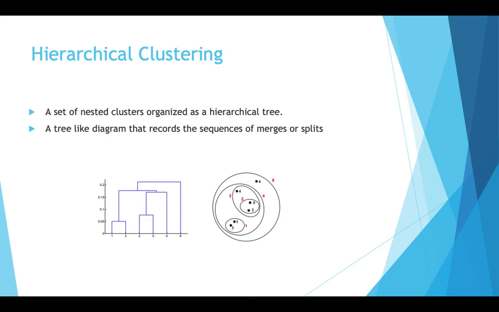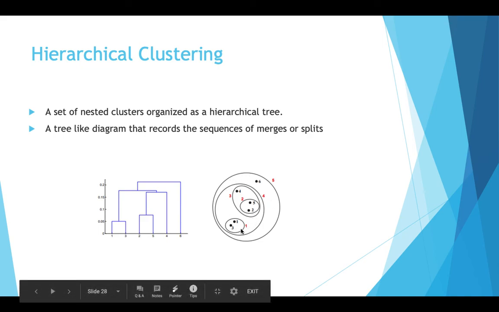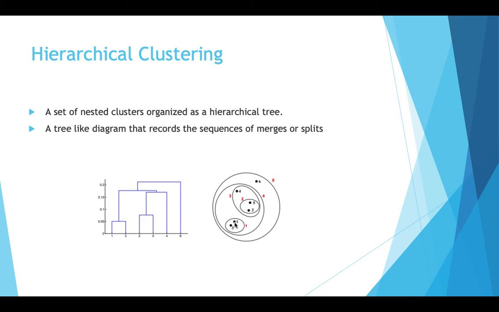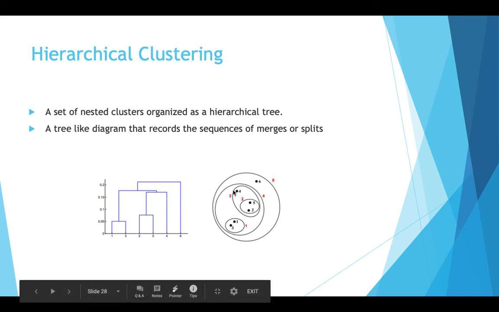Okay, now let's talk about hierarchical clustering. Hierarchical clustering is a set of nested clusters organized as a hierarchical tree. It is a tree-like diagram that records the sequences of merges or splits. I already explained that in hierarchical clustering, one data point can belong to multiple clusters, like it inherits from its parent. Like these 3 data points belong to one cluster, which is the child of cluster number 4. Let's see how it works.